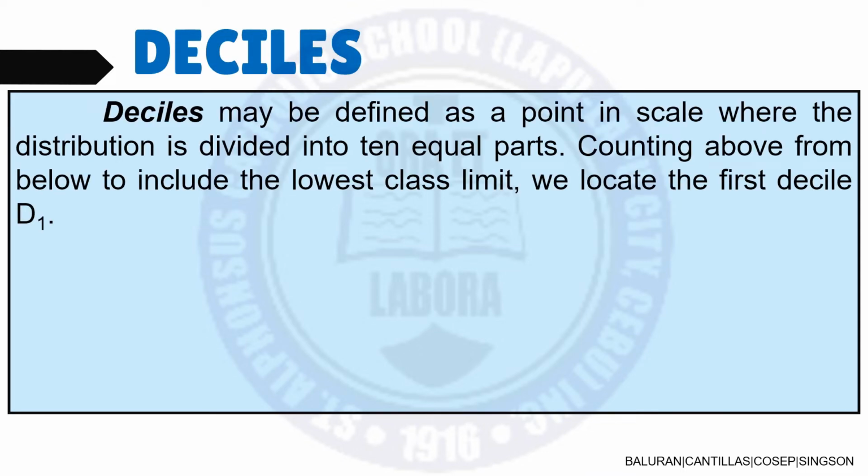Deciles may be defined as points on a scale where the distribution is divided into 10 equal parts, counting from below to include the lowest class limit. We locate the first decile, D sub 1.